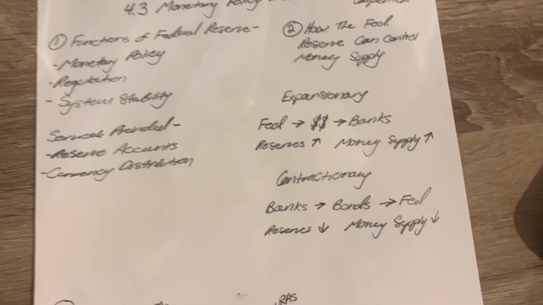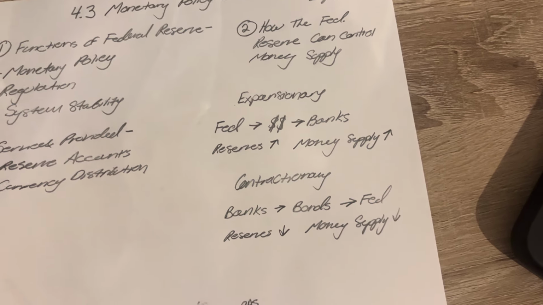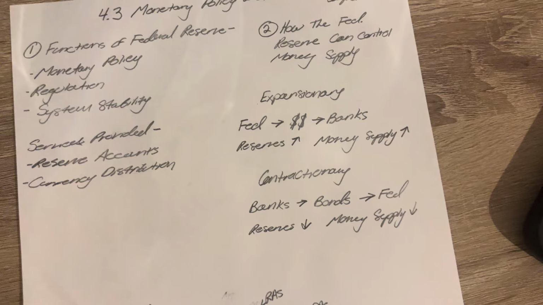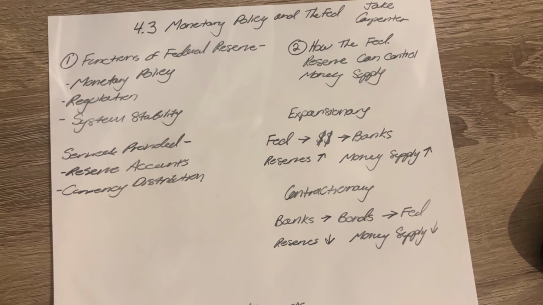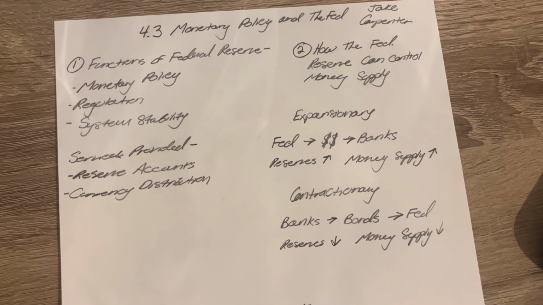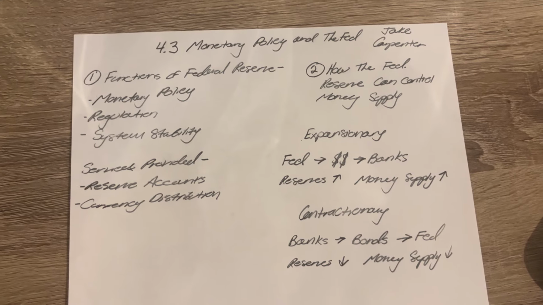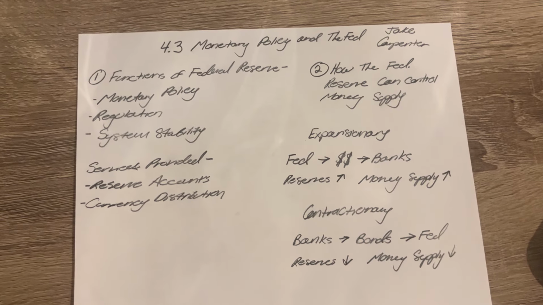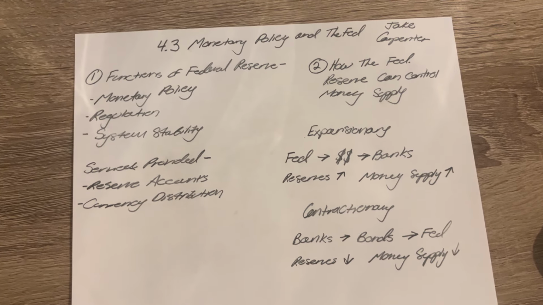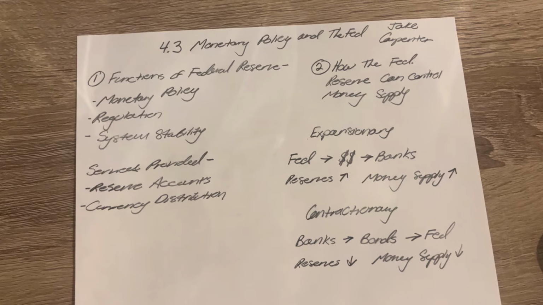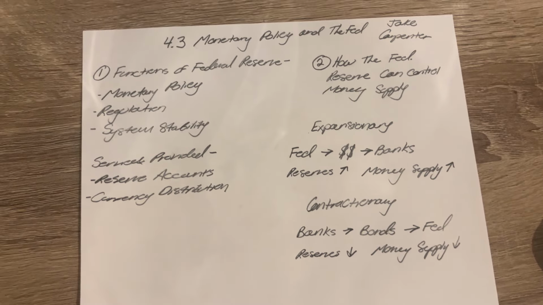So now we're going to talk about how the Federal Reserve can control the money supply. For expansionary policy, the Fed distributes money to the banks. So the amount of reserves in the banks will increase, and then the overall money supply in society will increase. And then with contractionary policy, it's kind of reversed. The banks sell bonds, the bonds go to the Fed, and then reserves go down, and the money supply in society overall will go down.